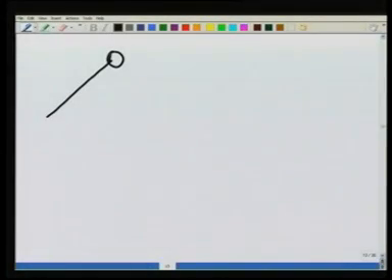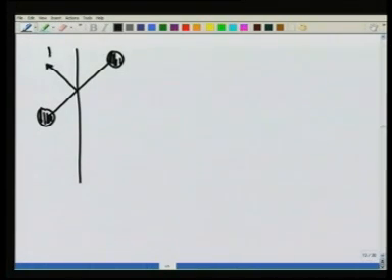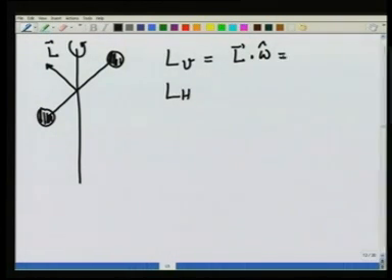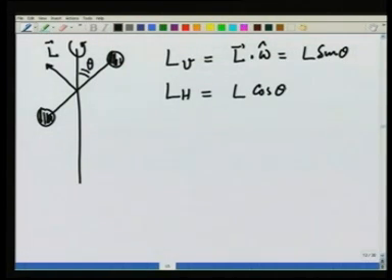There is another way of looking at it. The same body, when it is in the plane, L, we had seen, is like this, and the body is rotating like this. L has two components. Let me call them L vertical, which is along omega, and L horizontal. If this angle is theta, this is going to be L sine theta, and this is going to be L cosine theta. As the body rotates, L is also rotating about it.